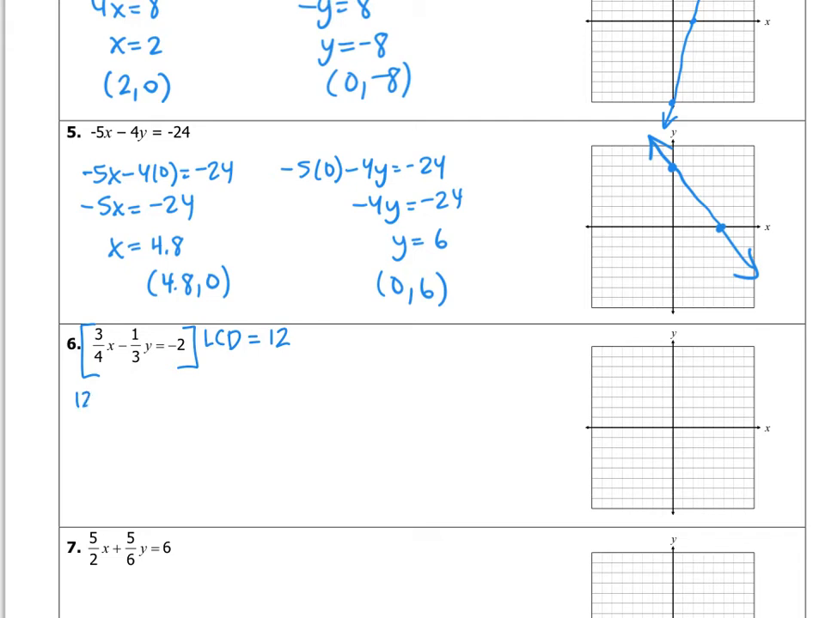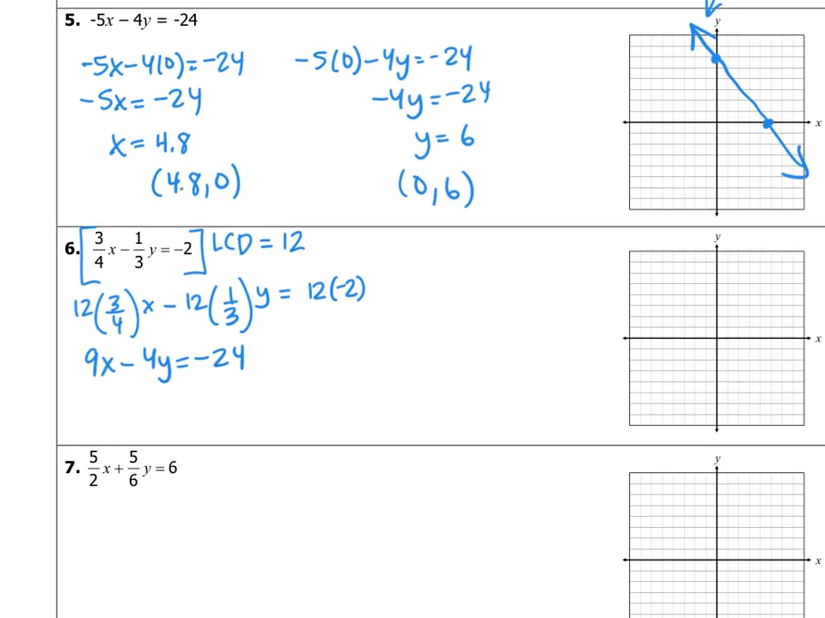Okay, so we're going to multiply every term by 12. So basically I'm saying 12 times 3/4 x minus 12 times 1/3 y equal to 12 times negative 2. So if you multiply that out, you get 9x minus 4y equal to negative 24. So do that first. It'll make it so much easier. Just multiply by the LCD.